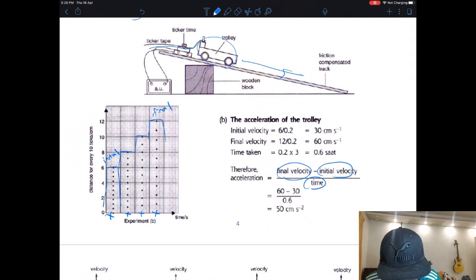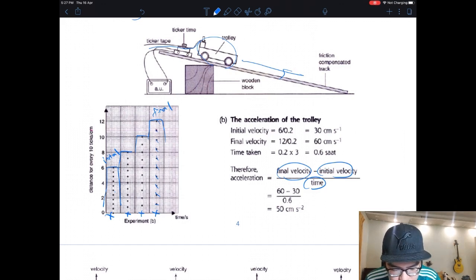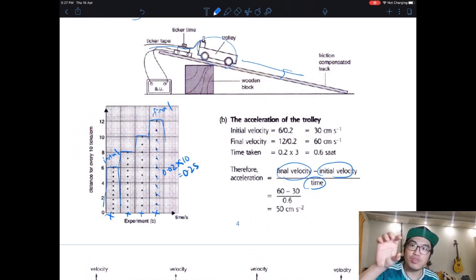So 1, 2, 3, 4, 5, 6, 7, 8, 9, 10. Usually every 10 dots we cut into one strip. You can make it 5 if you want, but normally it's 10. Each dot is 0.02, so 10 dots means times 10, which is 0.2 seconds. Means each strip is 0.2, 0.2, 0.2, 0.2, 0.2. Very simple.